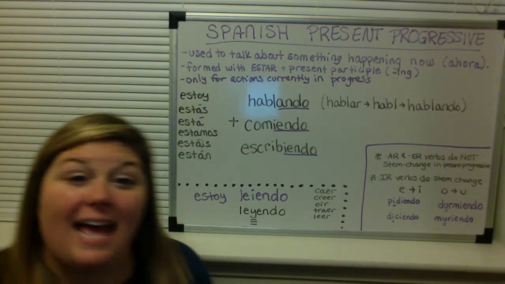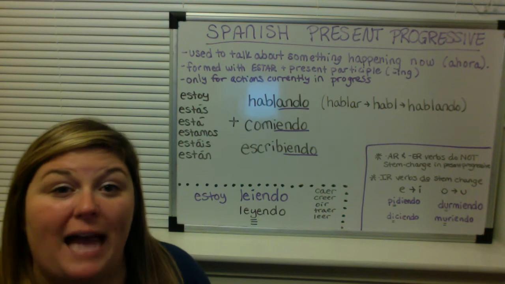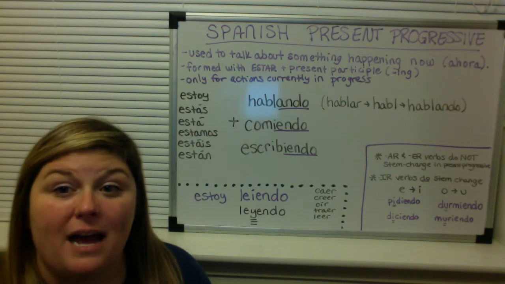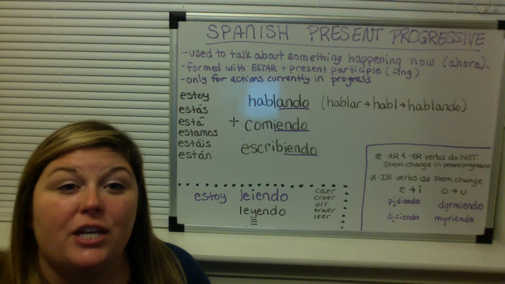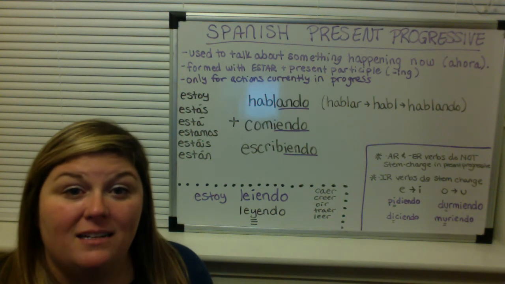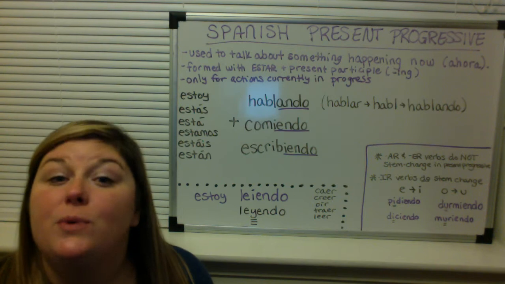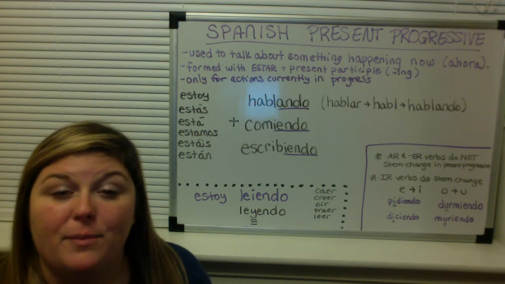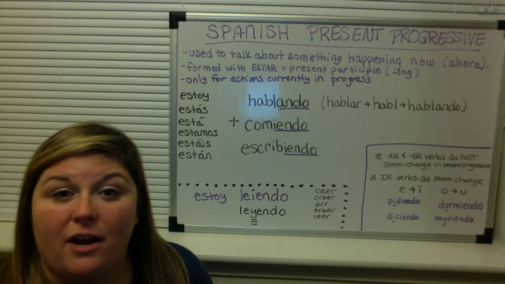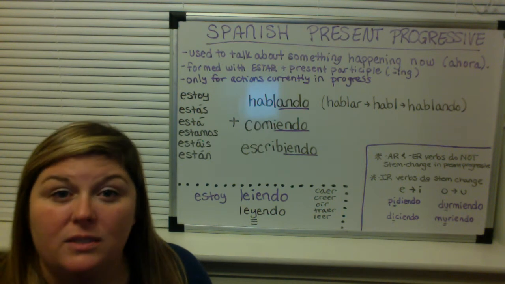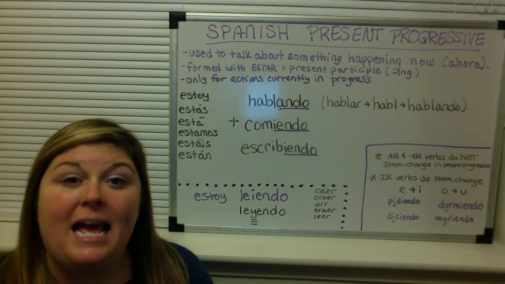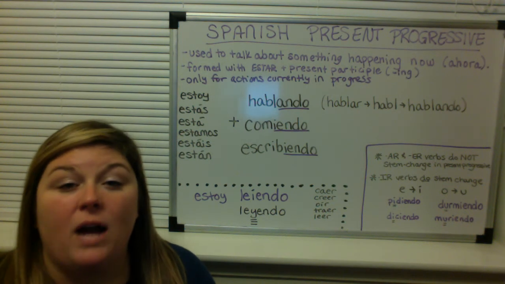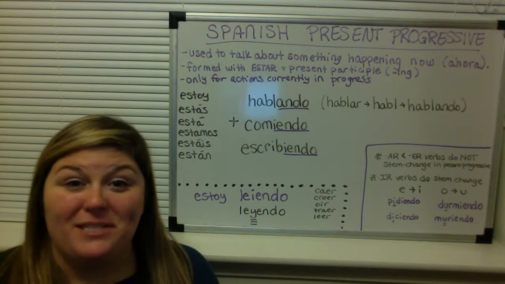All right, so again, the present progressive is used for actions that are currently in progress. So something going on ahora, right now. You're going to use the verb estar and conjugate it according to who is doing that action, and then combine it with another verb, dropping the AR, ER, or IR, and adding ando to it if it's an AR verb, and iendo to it if it's an ER or IR verb. And that's the present progressive.